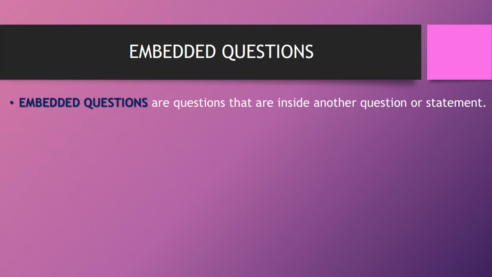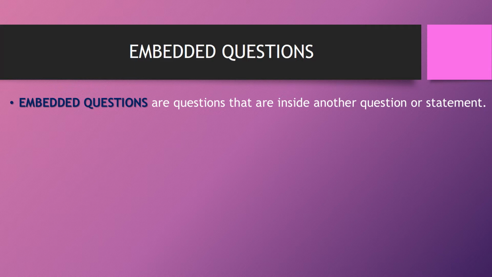Embedded questions are questions that are inside another question or statement. They are common after introductory clauses or phrases. These clauses or phrases can be statements, sentences such as I don't know, tell me, I'd like to know, or they can be questions such as do you know, can you tell me, do you happen to know? An embedded question can be a direct object noun clause. It's the object of the verb in the introductory clause or phrase.